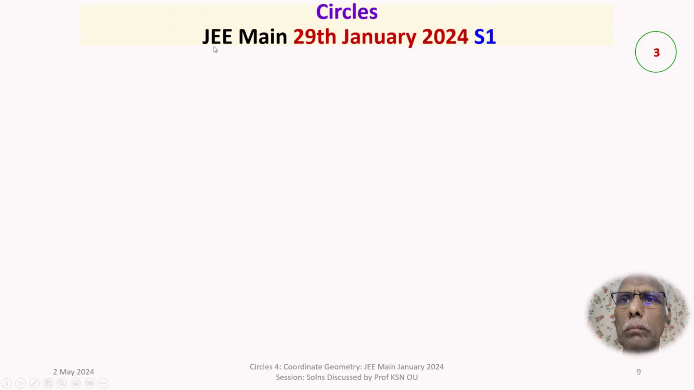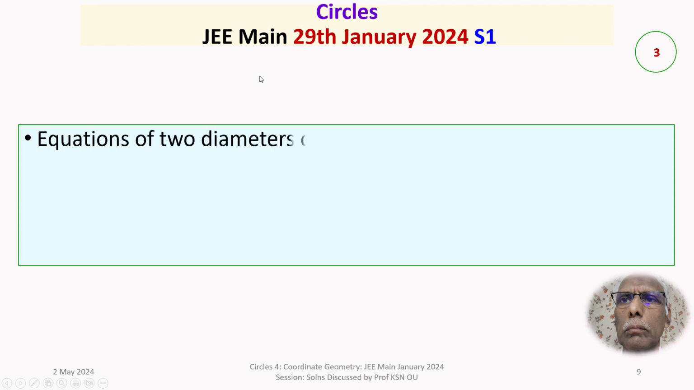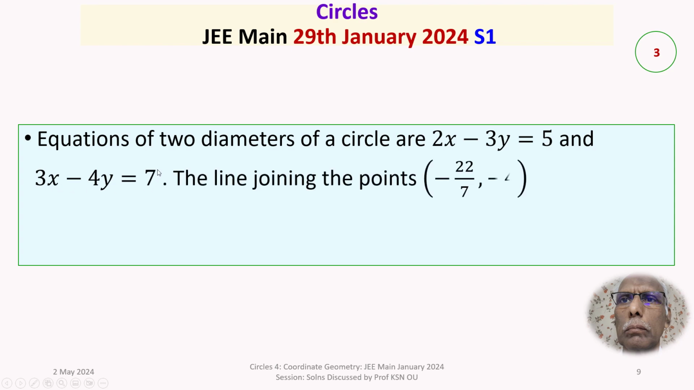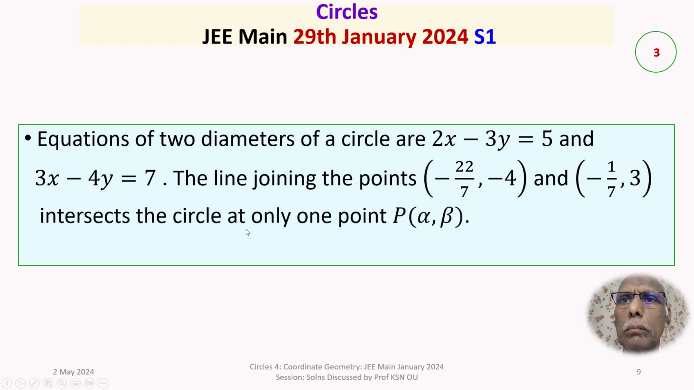Yes, this question has appeared in the JEE Main exam held on 29th January 2024 in the first shift. The given question is: equations of two diameters of a circle are 2x − 3y = 5 and 3x − 4y = 7. So, we are given two diameters of a circle. Next, the line joining the points (−22/7, −4) and (−1/7, 3) intersects the circle at only one point P(α, β).